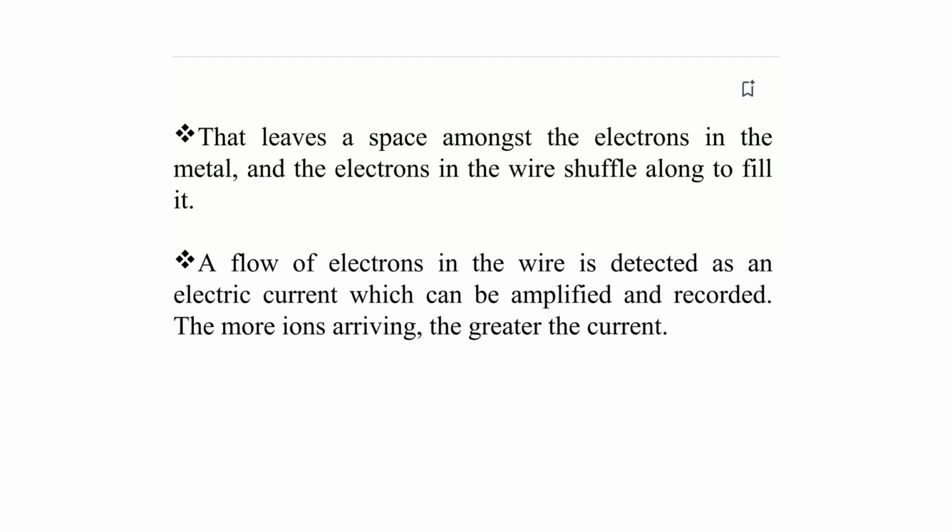This process, the neutralization of the positively charged ions, leaves a space among the electrons in the metal, and the electrons in the wire shuffle along to fill it. A flow of electrons in the wire is detected as an electric current, which is amplified and recorded, and the more ions arriving, the greater the current is.